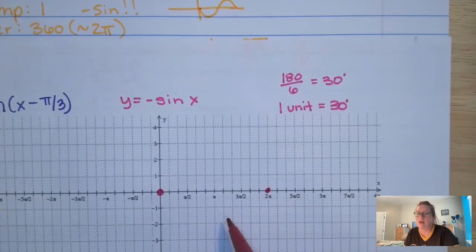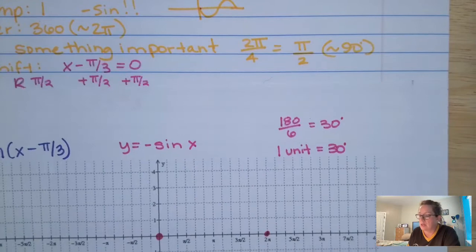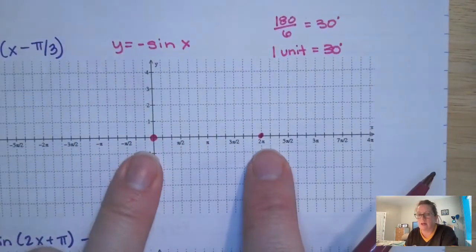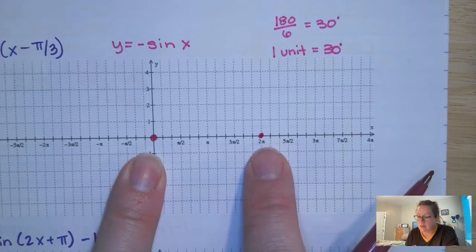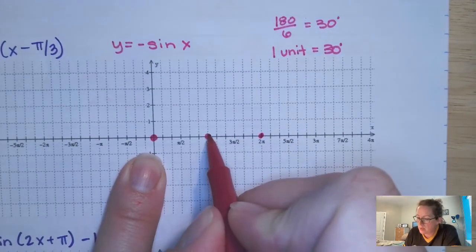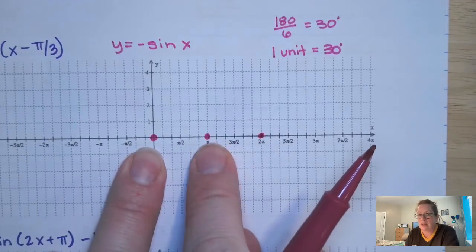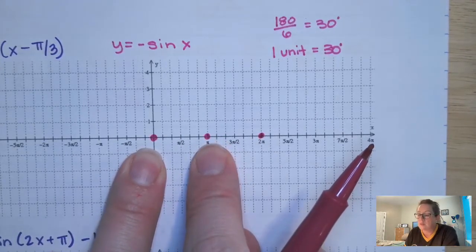And then remember, something important is going to be happening every 90 degrees, or you can look at this and say start, end. I got to go halfway between that for my mid. So my middle point is right there. I go halfway between these guys for my halfway point. This is where it gets tricky.